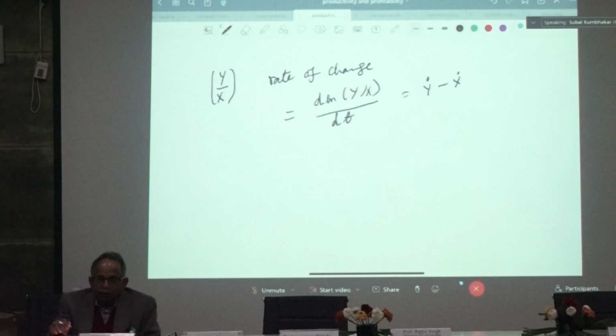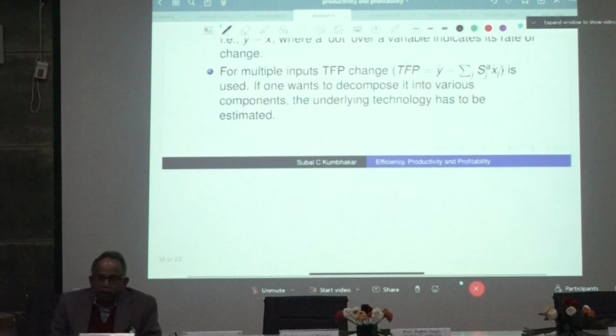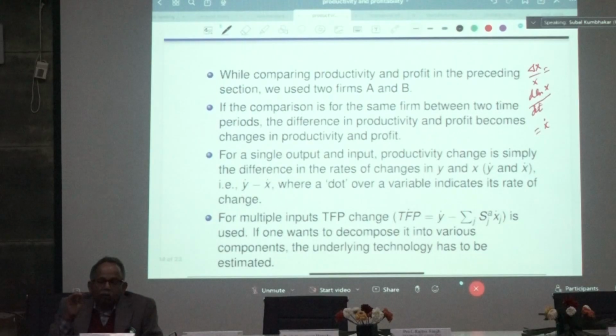Okay, let me go back to this one. There are two ways to go. One is to think in terms of a single input, but this is just not practical. Although, I told you that the Bureau of Labor Statistics in the US publishes these types of numbers about what is happening to productivity in the US economy, and they look at labor productivity. So what is the problem?